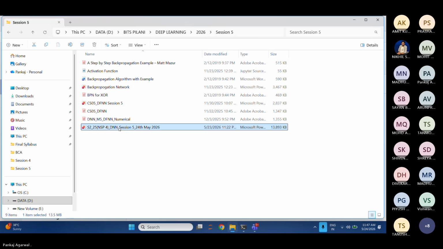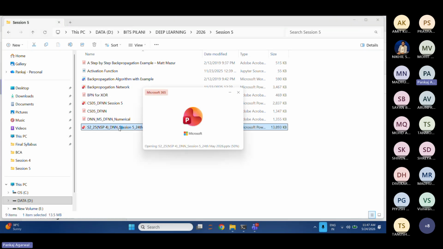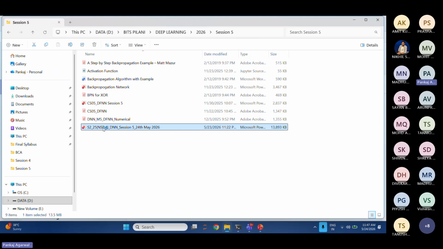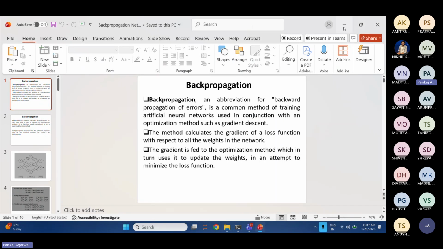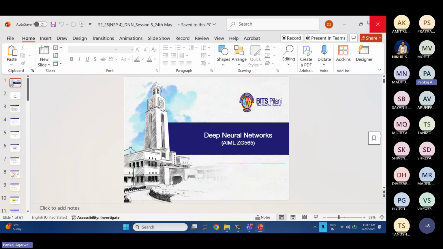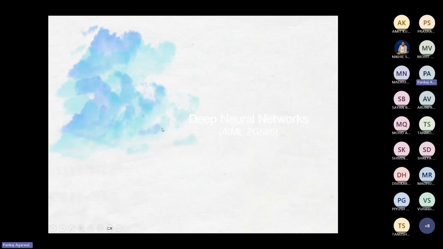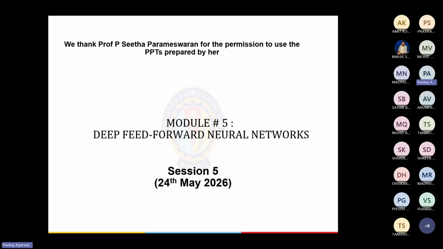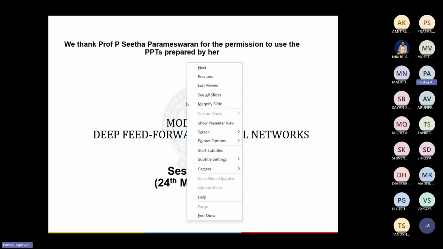And yeah, now we would be moving towards more difficulty level, and we would be moving towards something called back propagation network, which I have my own slide, which I would be able to explain much better. Anyway, so next we would move on to something called deep feed forward neural networks.